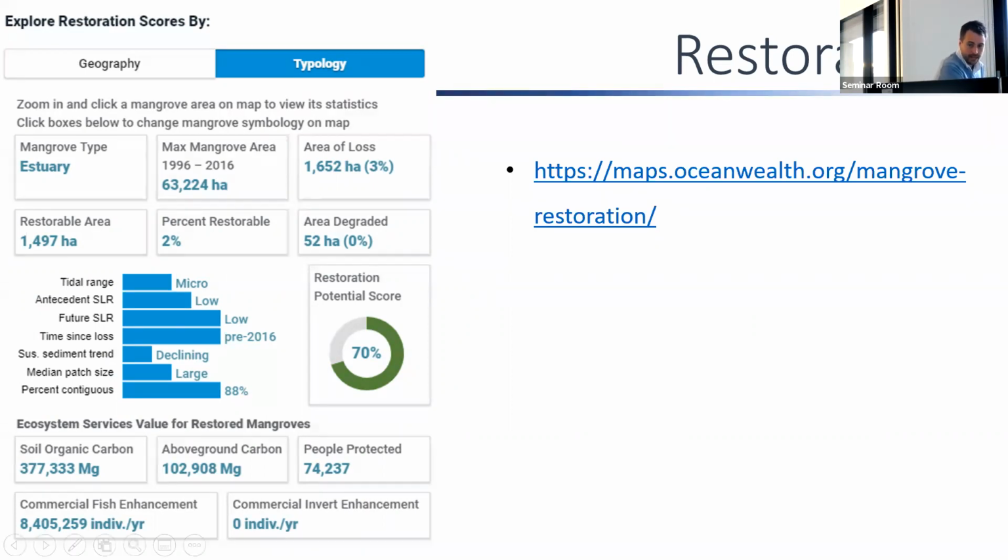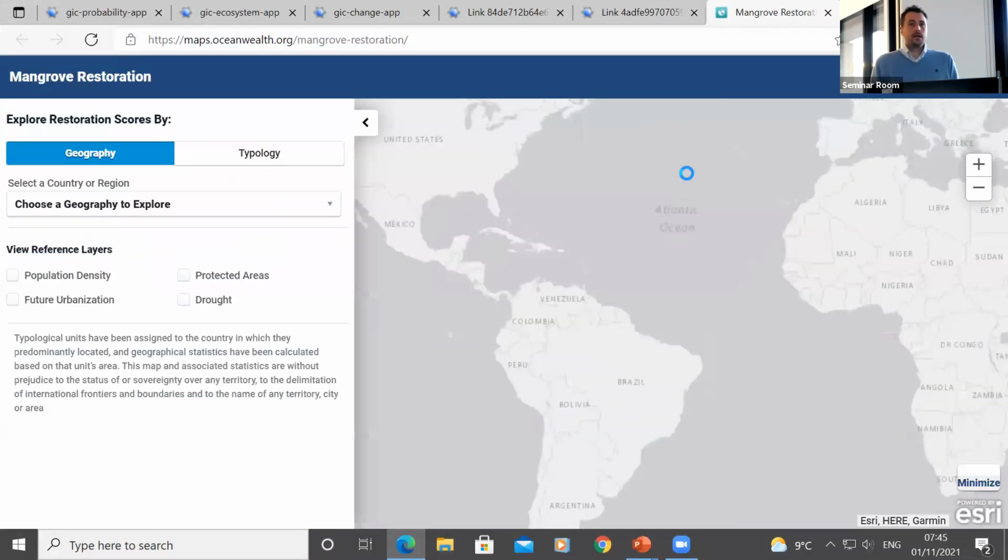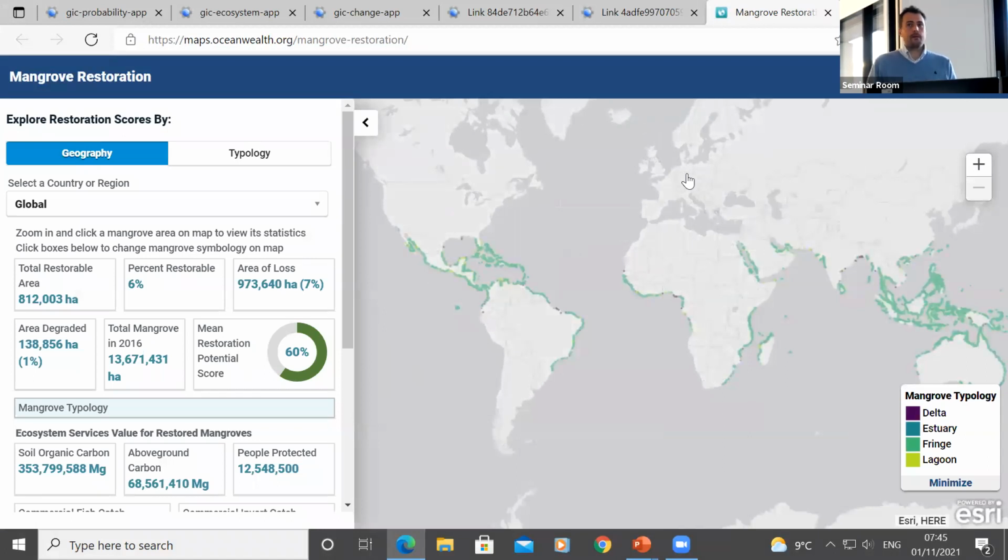And this data is available to look at and interact with, so I'll just show you what it looks like. So when you launch it, you get the global analysis in terms of the total area of restorable mangroves, what percentage of that's restorable, and the global values in terms of ecosystem services. But you can interrogate this in lots of different ways.